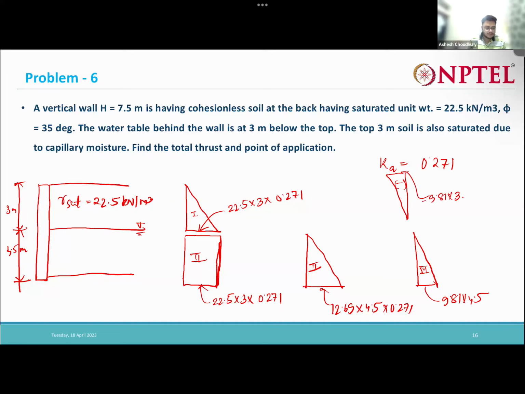This is there, but we will be ignoring that part, because this capillary force does not cause any cracks in the soil. So we'll take that assumption and ignore that part. Okay, so let us calculate P1.